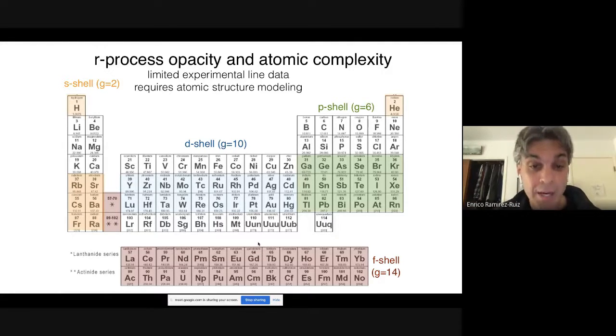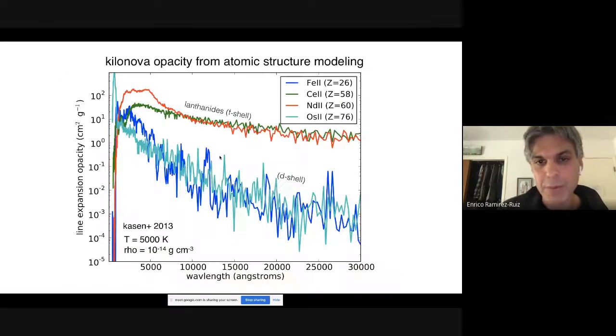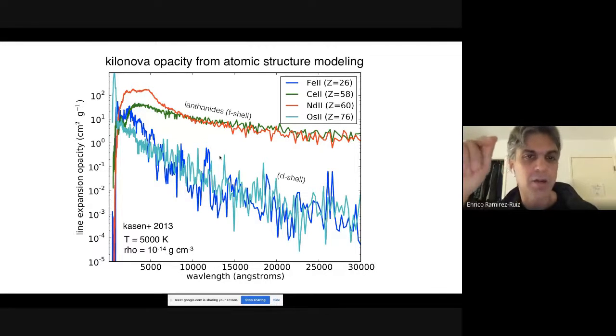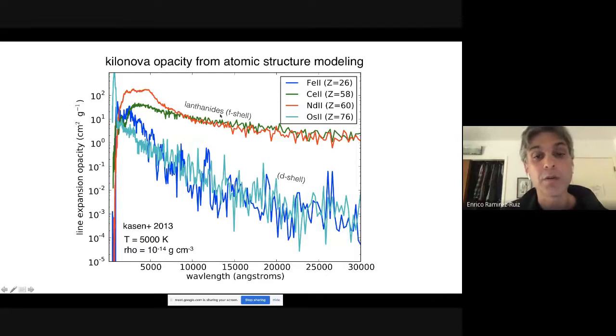Whereas iron, for example, which is in a supernova, is more of a d-shell. And even though the opacity is large, the level of complexity here, the number of available permutations in which you can put these valence electrons, is much smaller. So this is pioneering work that Dan Kasen did, trying to think about statistically what the opacity is of lanthanide versus d-shell nuclei. Iron is here, versus something that has f-shells.